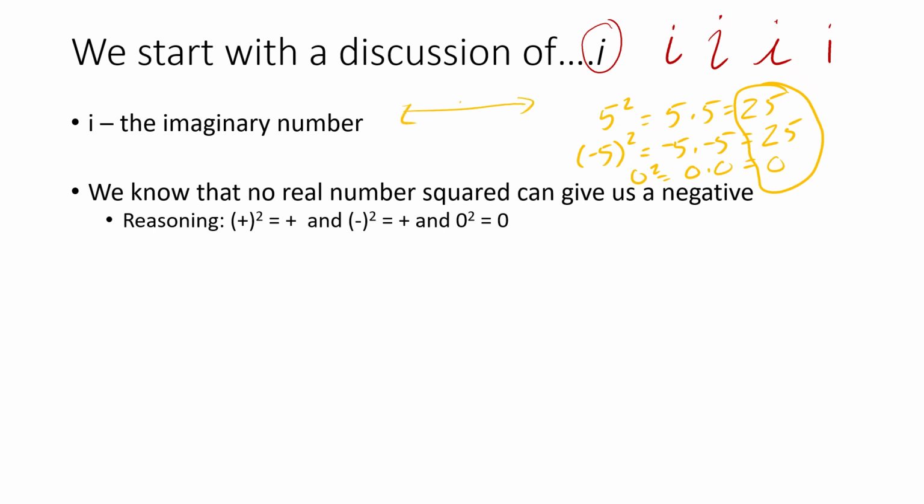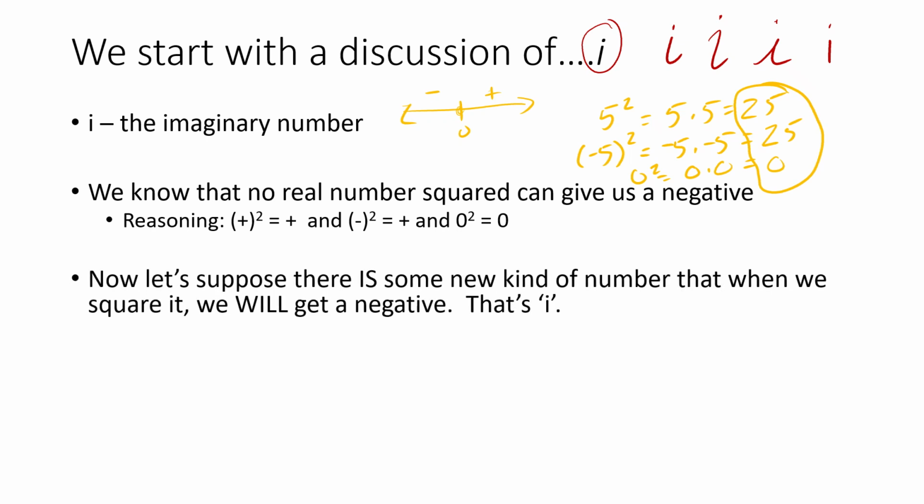So there's my real number line. I've got positives. They won't square to give me a negative. I've got negatives. They don't square to give me a negative. And the only one that doesn't fit either category is 0, and that doesn't give me a negative either. So no real number. There is nothing on that number line anywhere that when you square it can give you a negative.